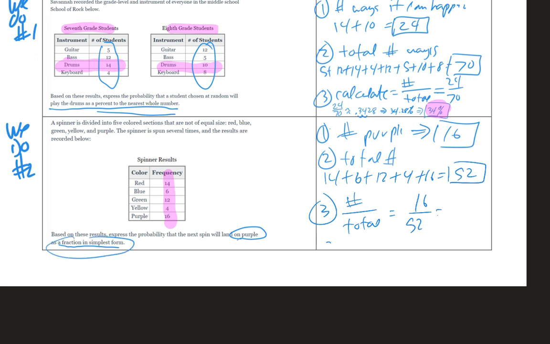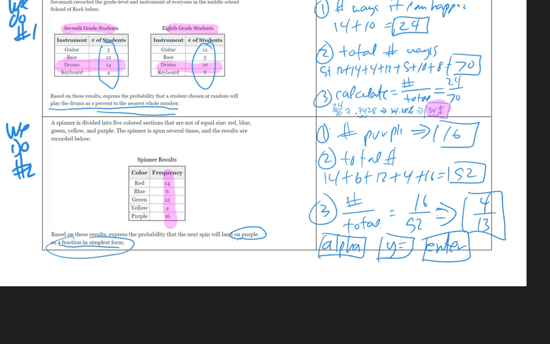So let's put that into our calculator. We're going to use the alpha button. Okay, then we're going to use the y equals, and then we're going to use enter if we're using our yellow calculator. Okay, if we do that, then it will reduce it into 4 over 13. Okay, so that's what we're going to do.